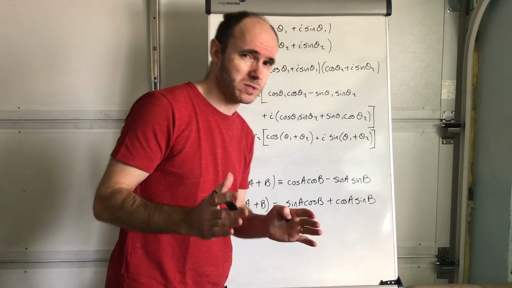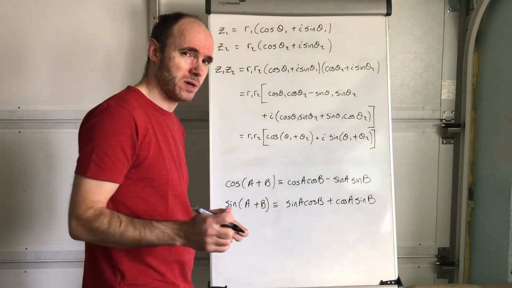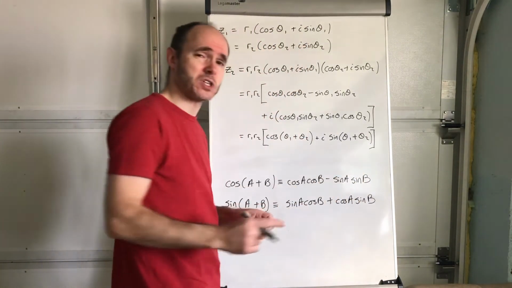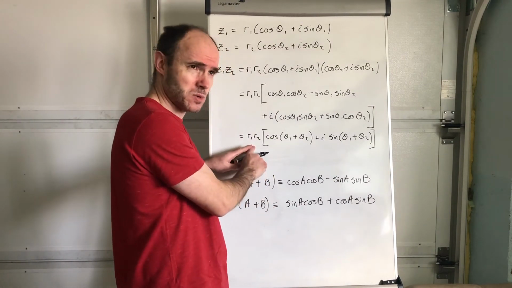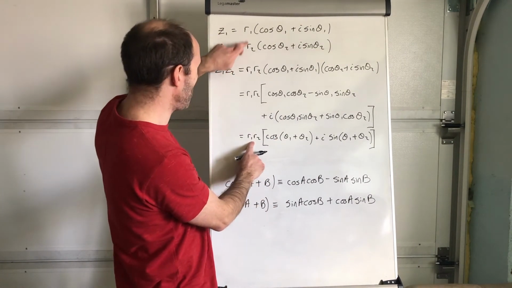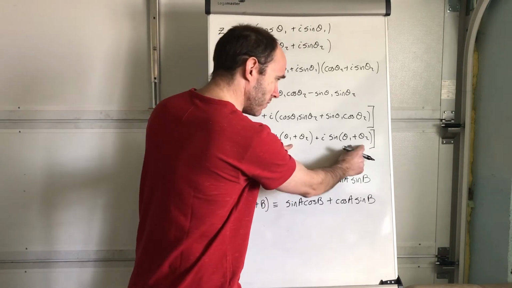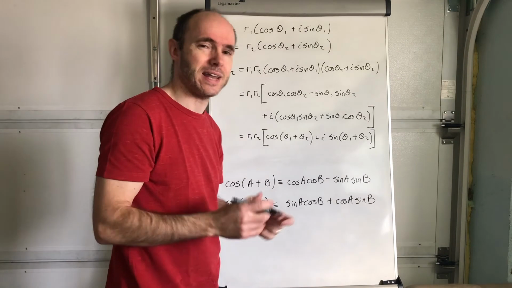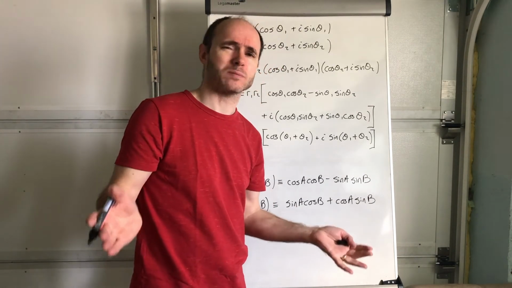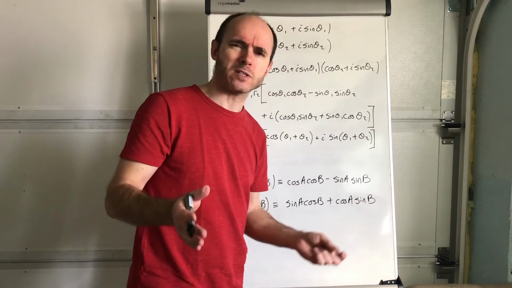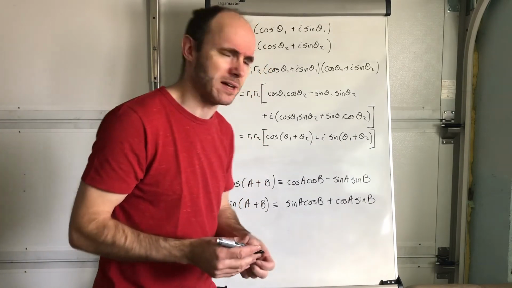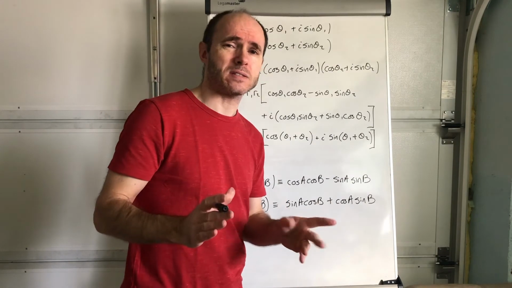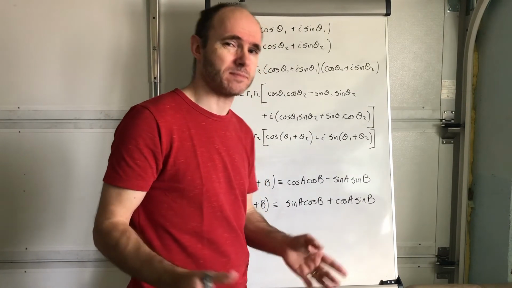Can you see why that's a proof? It's because in modulus argument form we've ended up with z1 z2 equal to that, which is the product of the two moduli, r1 r2, and the addition of the two arguments, theta 1 plus theta 2. And hence your proof. Wasn't that lovely? Well, I hope you found it lovely. I hope you found some interesting bit of mathematics in there as well. So that means that for any two complex numbers, this is the proof of it.